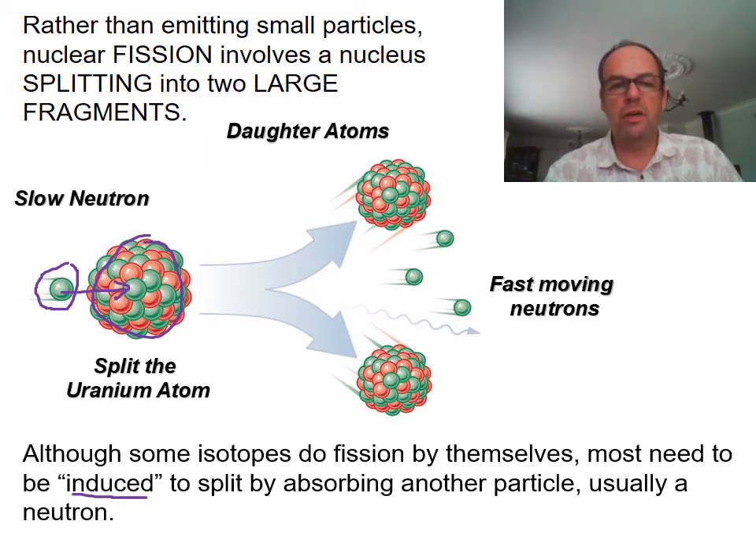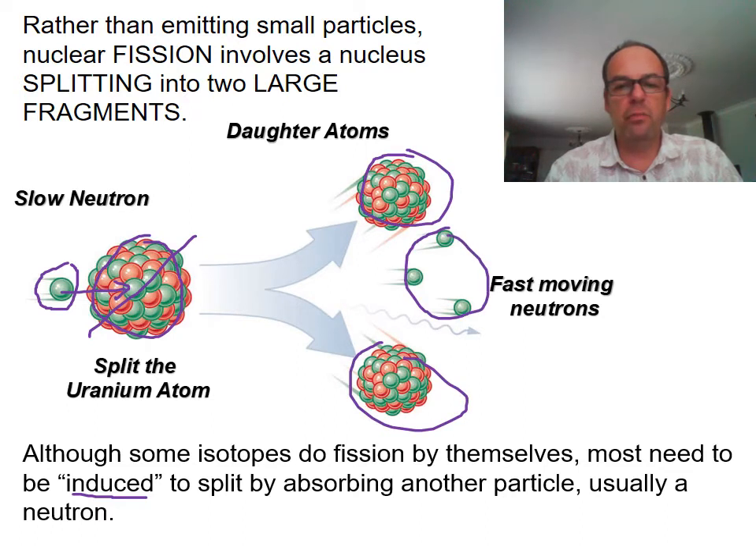The uranium will then absorb that neutron and ultimately split roughly in half and get two daughter nuclei, and we will also get some fast-moving neutrons produced as well.